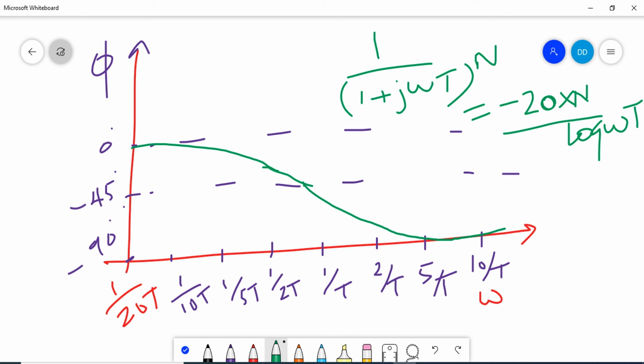So in the next video we will see the first order factors in the numerator, that is nothing but a simple zero on the real axis.